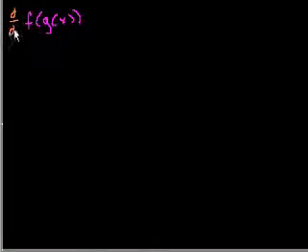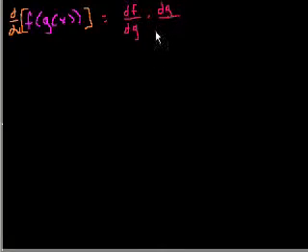The derivative, and I changed colors really for no reason, just to change colors. Sometimes I do that. The derivative of f of g of x is equal to the rate at which f changes with respect to g. So that's df to dg, times the rate at which g changes with respect to x.